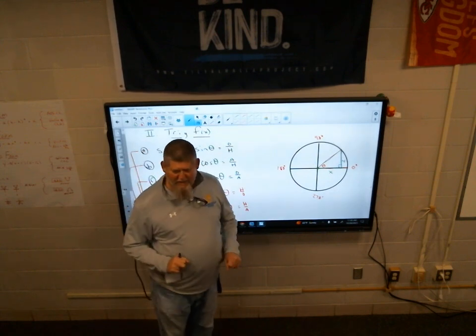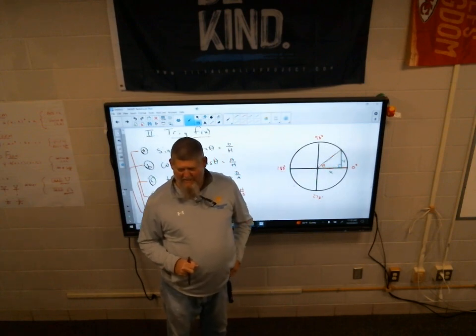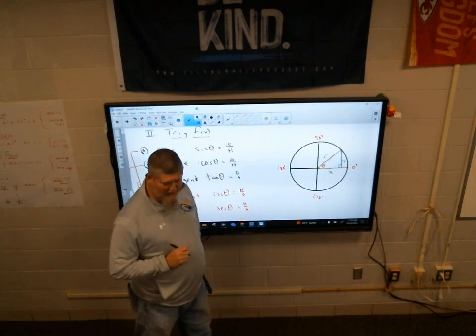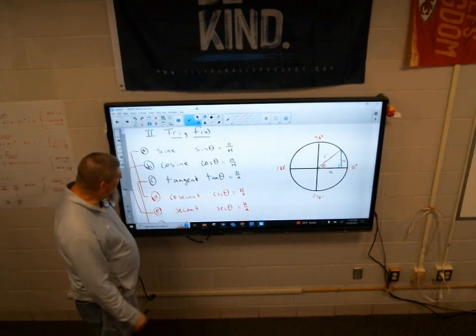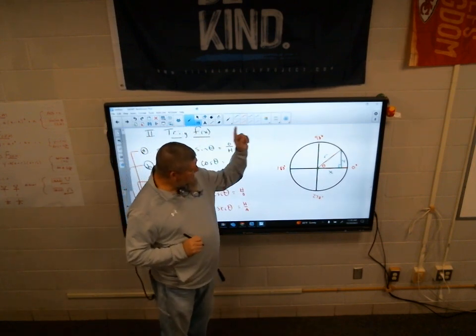I'll give you a hint. Look at it in a different way. It goes from the center to the circle. R. If you said that earlier, I apologize. Once again, I am deaf, but it is R. Okay, so the sine of theta equals the opposite over the hypotenuse.